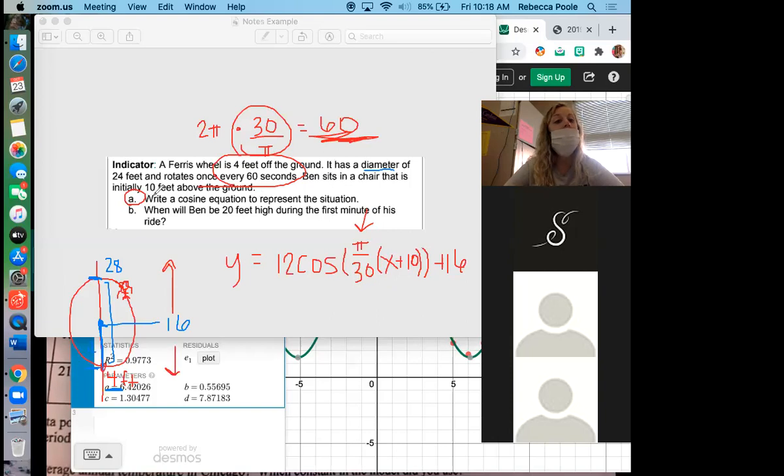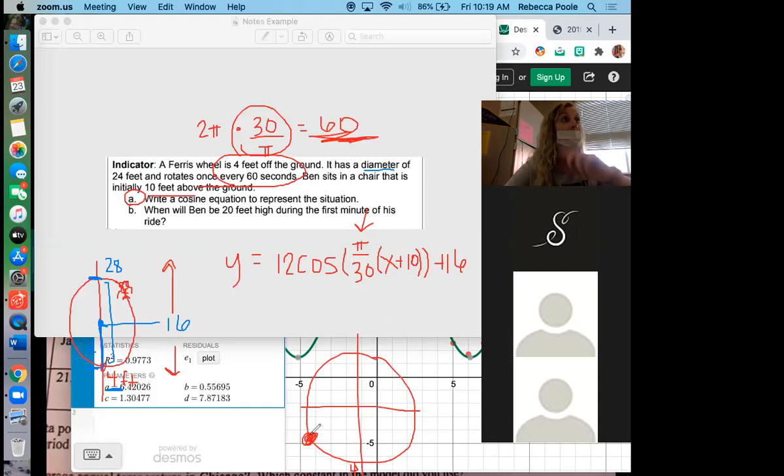Ben is sitting in a chair that is 10 feet above the ground already. You have to think about how a Ferris wheel is. Everybody just listen. If I have a big old Ferris wheel, I'm going to try to draw it the best I can. And this is 4 feet right here. If he's getting on 10 feet off the ground, Ferris wheels go clockwise. So he's going to be over here and he's going to be at like 10 feet. This is where he's getting on. So it is shifted to the left. Ferris wheels go clockwise.